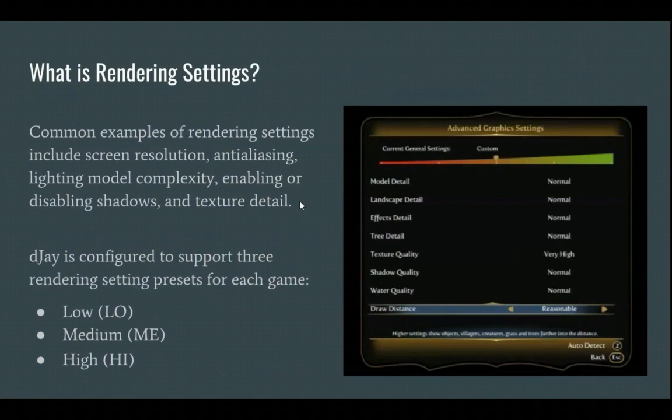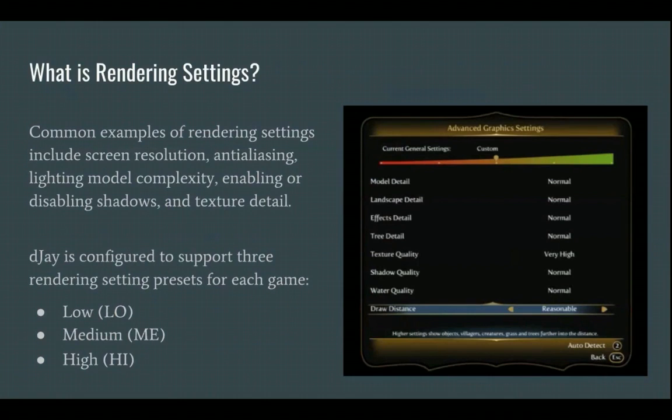So the next thing we're going to talk about is the rendering settings. Almost all games provide this capability to change or alter them. Developers offer these settings because end user machines can vary greatly in capacity. That is, a user with a powerful machine can enable more advanced settings, whereas a user with a not so powerful machine can tone down these settings to maintain the acceptable frame rate.